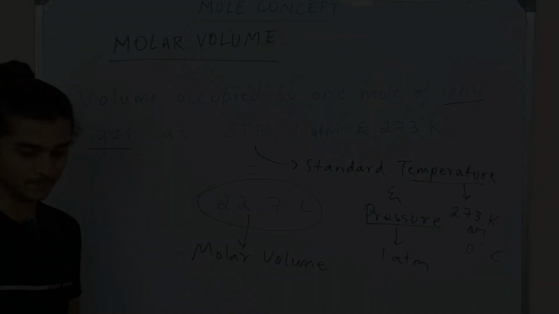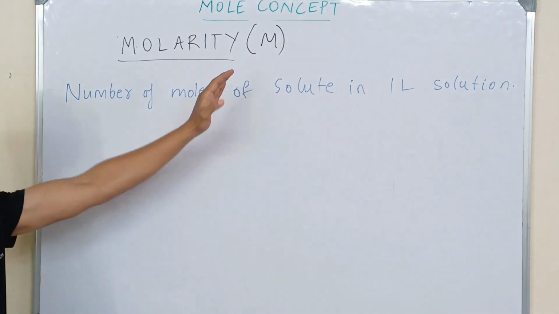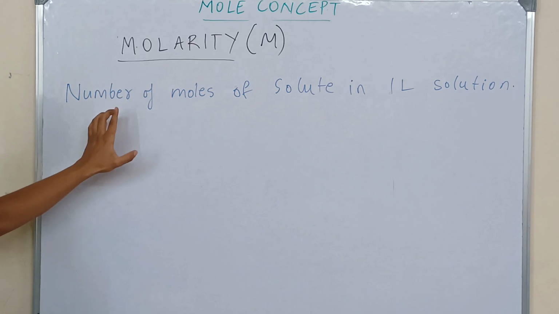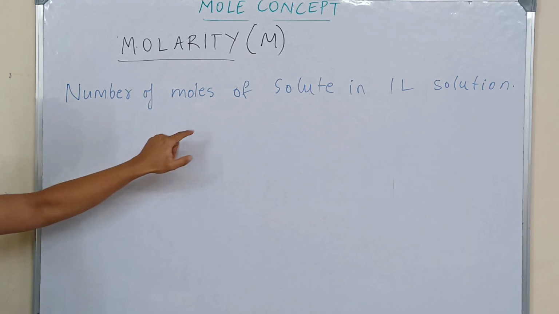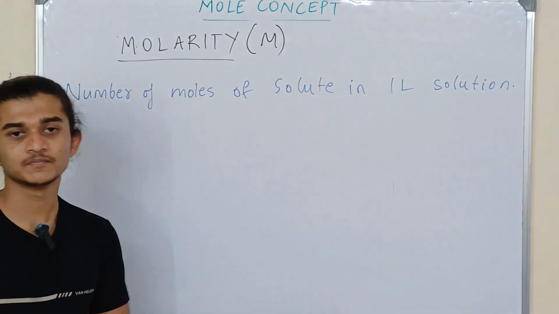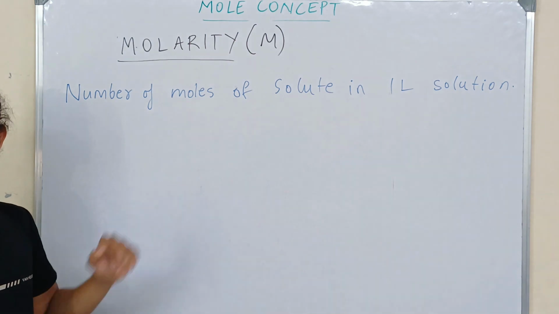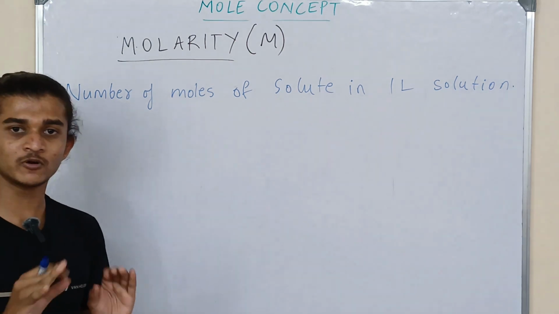So the last component of mole concept is molarity. So molarity means number of moles of solute in 1 liter of solution. So this is used to check the concentration of a solution. So I'm going to recap about all those things.